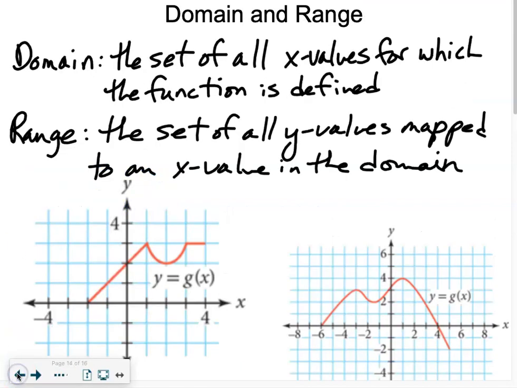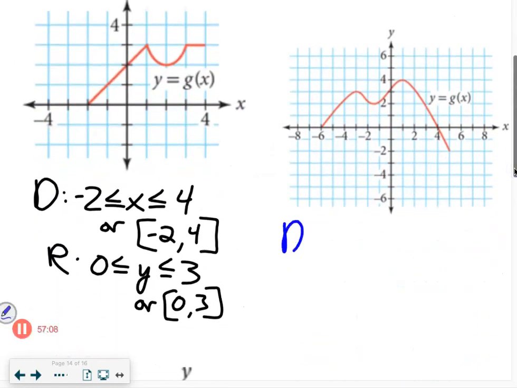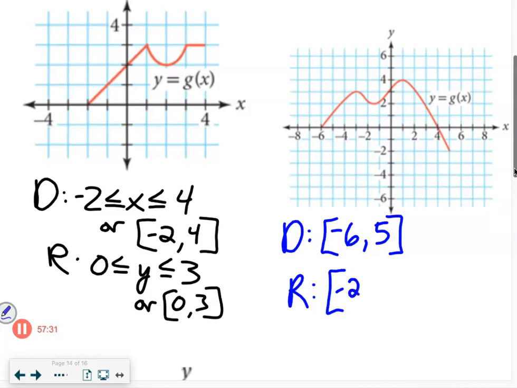Just for the recording, I'm going to go back and do the rest of these domains and ranges so you can see examples. I'm going to write all my answers in interval notation just because it's faster. So think lowest x value to highest x value. The lowest x value is -6. The highest x value is 5. Then lowest y value, go bottom to top, -2. And then the highest y value is 4. So for domain, you're going left to right. And for range, you're going low to high.